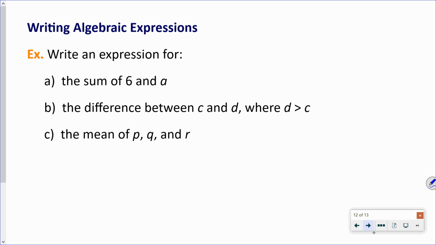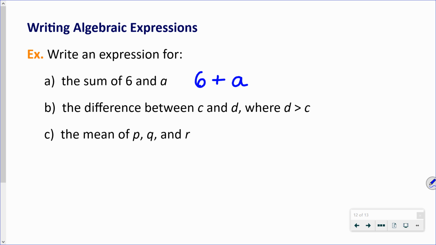So we want to be able to take some written expressions and turn them into algebraic expressions using symbols. So we just want to practice reading it, checking the table if we're not sure what the vocab word means, and then writing it in mathematical notation. So the sum of 6 and a, we want to look back and notice that sum means addition. So to write that using math symbols, it would be 6 plus a.